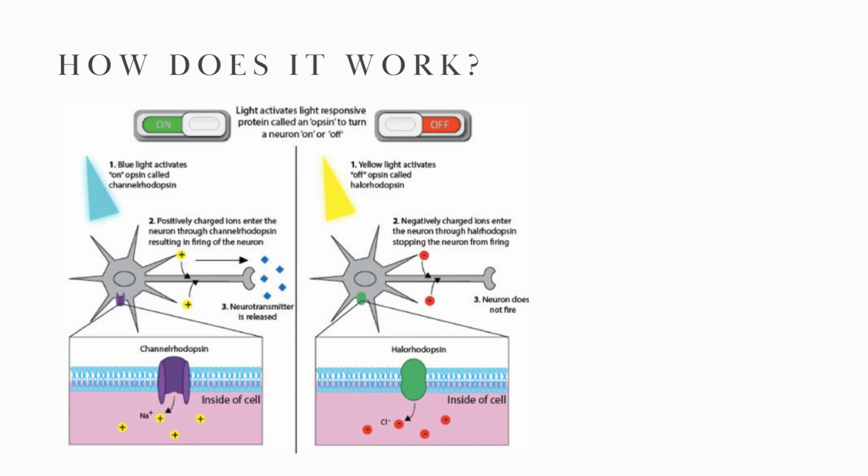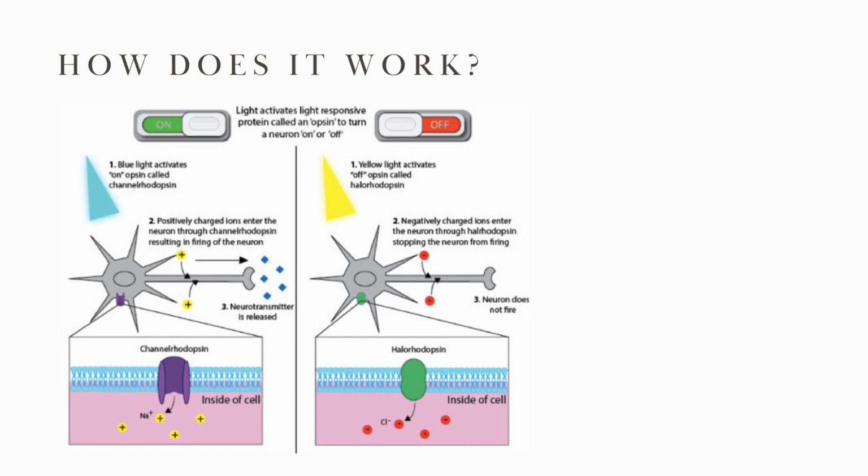So, under the on switch, we see that blue light activates the on opsin, which allows for positively charged ions to enter the neuron through this opsin, which then results in the neuron firing. And when the neuron fires, the neurotransmitters are released, and this allows for the function to occur.